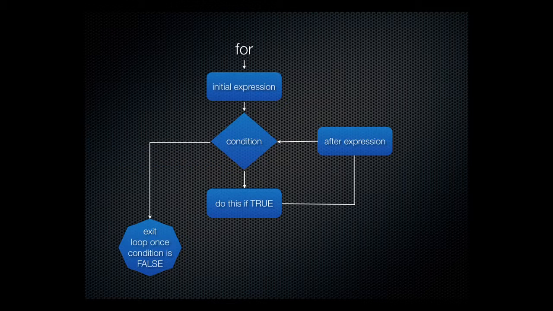So in this flowchart I have a for loop. It starts with an initial expression, then it checks for a condition, it does everything while the condition is true, and then increases the count of the initial expression, and then continues through until the condition is no longer true, and once it becomes false, it exits.